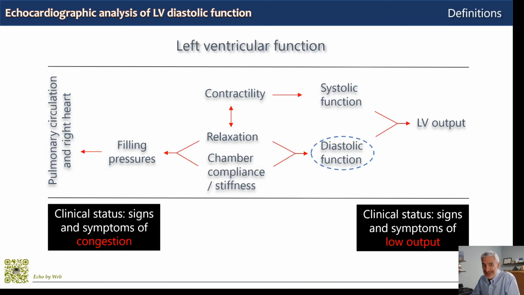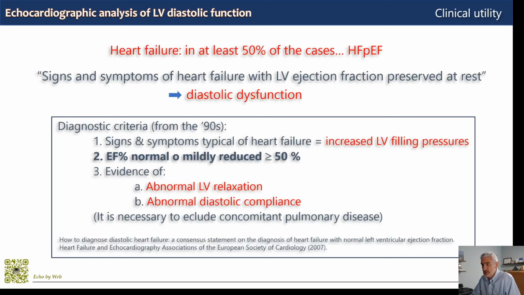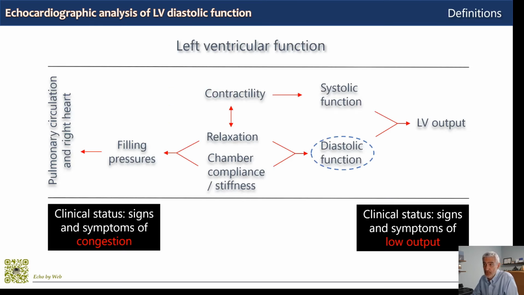So the term diastolic dysfunction is inherently very generic and non-specific. It doesn't tell us what the primary problem is when we have dysfunction. So whether the diastolic dysfunction is due to relaxation, or due to chamber compliance or stiffness. And that is important to know for the purpose of diagnosis.